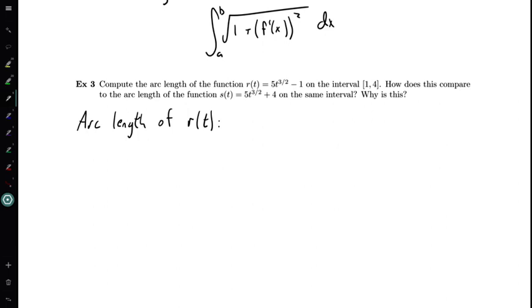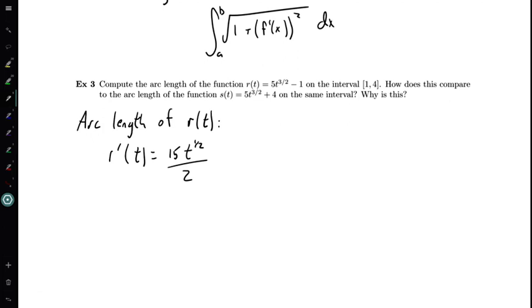So in order to do this, we need r prime of t. So r prime of t is equal to, in this case, we use the power rule, 15t to the 1/2 over 2. Cool. So we have r prime of t.